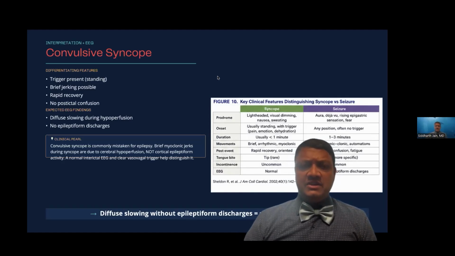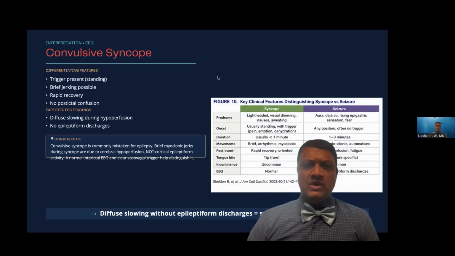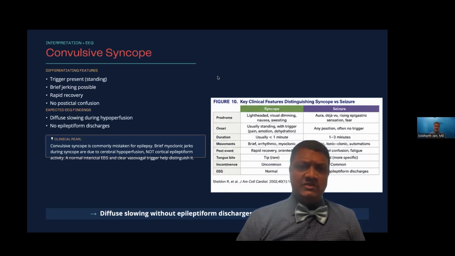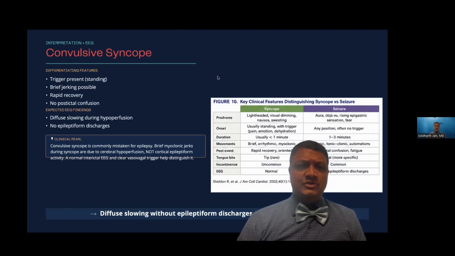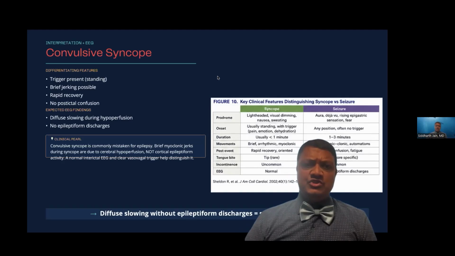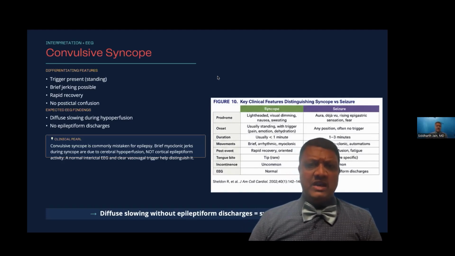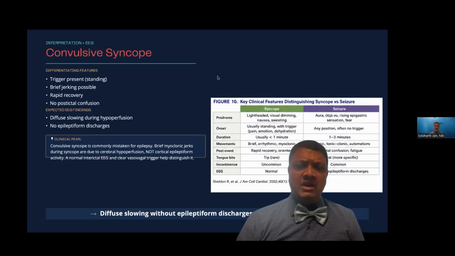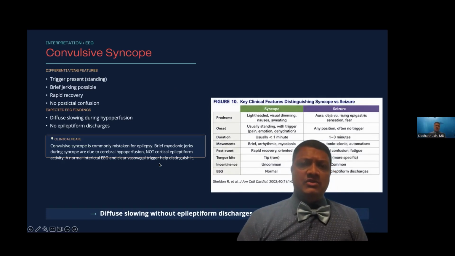There are these classic features that can help distinguish between syncope and a seizure: lightheadedness, visual dimming, nausea, and sweating in the prodrome before the onset of the event. Again, there's a trigger, usually standing or changing position. The duration is short, movements are brief and arrhythmic, and there's a rapid post-ictal recovery. Tongue biting is rare, and incontinence is uncommon, not impossible, but uncommon, and the EEG tends to be normal. These are features that characteristically help us distinguish a syncope from a seizure.